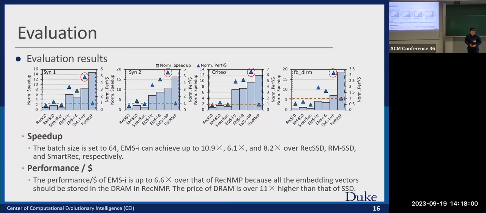So this is the evaluation result. We can see that we can achieve up to 10.9 times speed up over the existing near storage solution, because we add an extra layer of cache, and this is very effective in reducing the access latency. And although performance-wise, we may not outperform the near memory solution, we are seeing a 6.6 times improvement on the performance per dollar over the near memory solution, because the DRAM is actually much more expensive compared with the SSD.